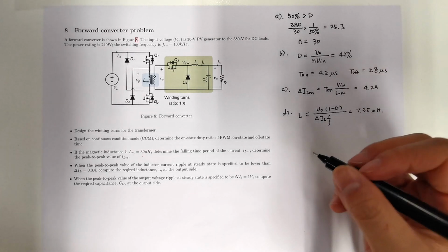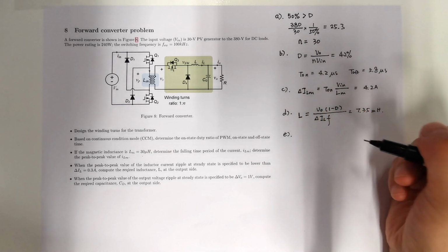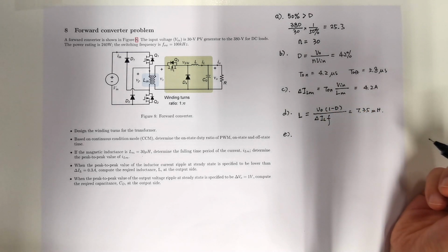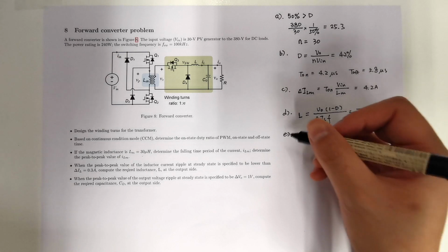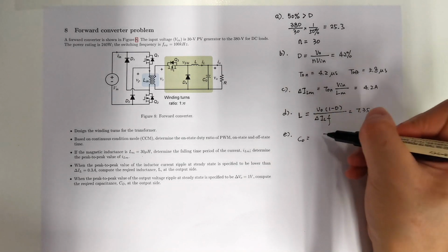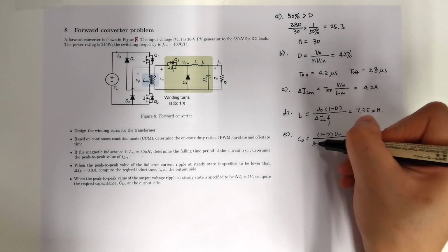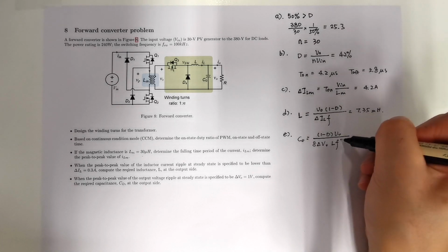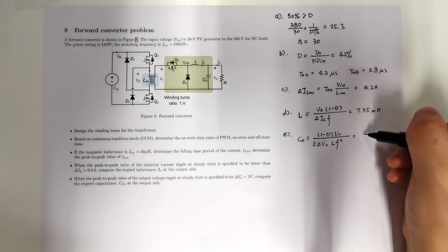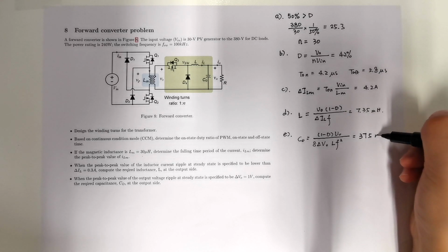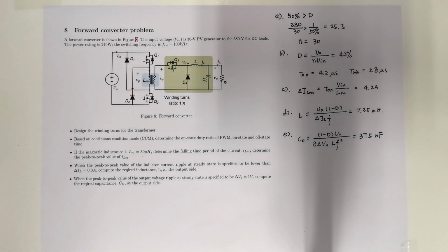Alright, the last question: when the peak-to-peak value of the output voltage ripple is 1 volt, compute the capacitance at the output side. The capacitance equals (1 minus D) times Vout divided by 8 delta Vout L frequency squared, which equals 375 nanofarads. This is all about this video. We will see you in the next video.